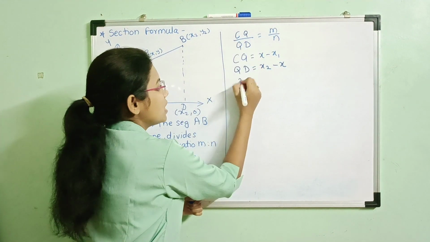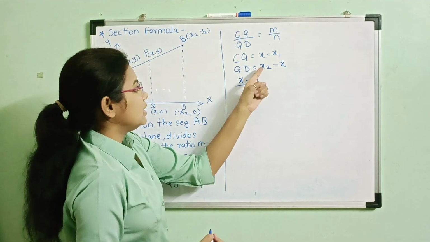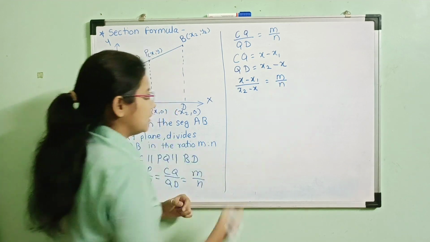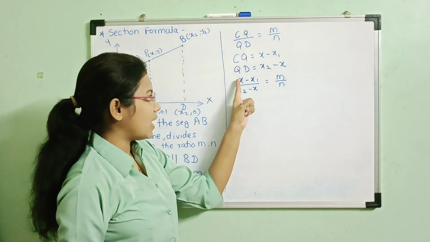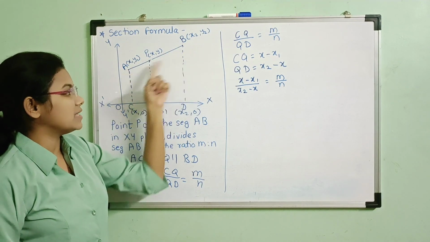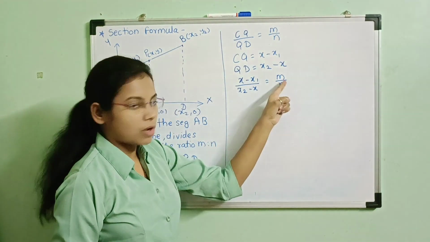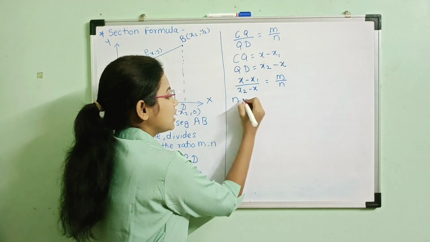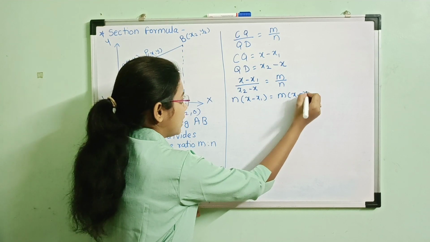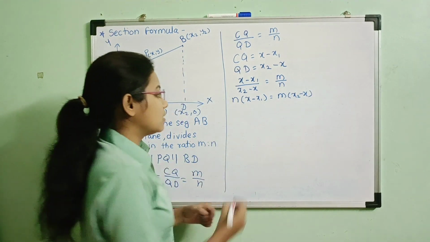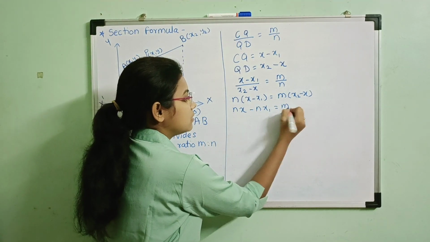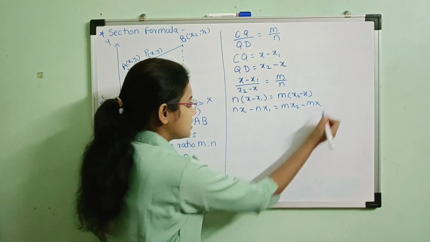What you will get is (x minus x1) divided by the value of QD, which is (x2 minus x), equal to m by n. And now we want to find the value of x, which is the x coordinate of the point P, which is dividing the line segment AB. So just by using the cross multiplication method, what you will get is n into (x minus x1) equal to m into (x2 minus x). Okay, just multiplying the bracket, nx minus nx1 equal to mx2 minus mx.